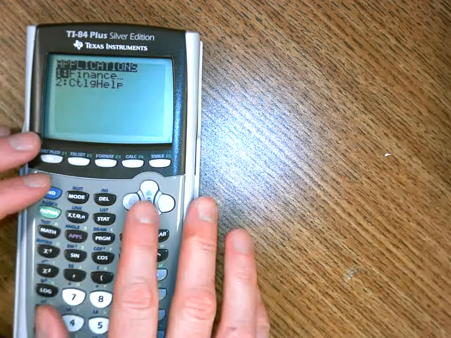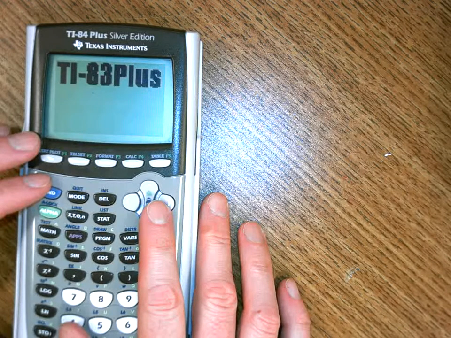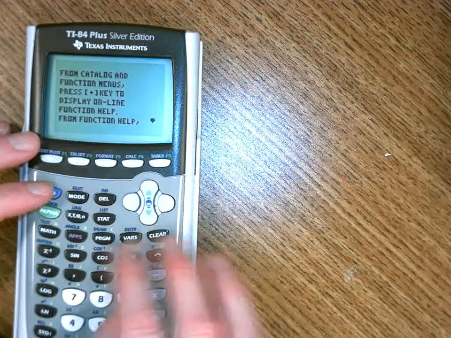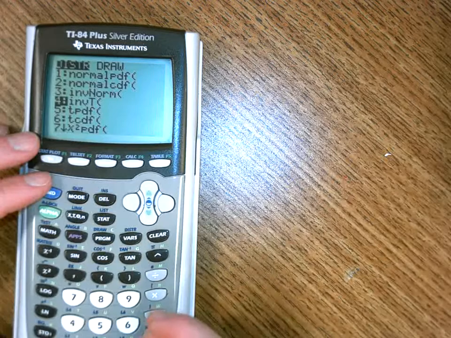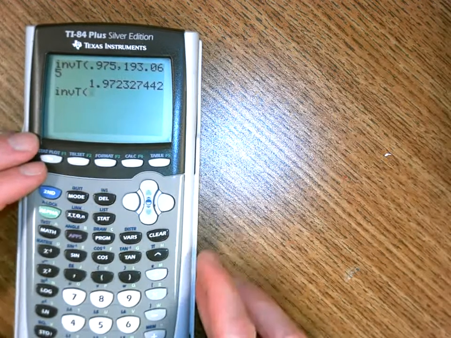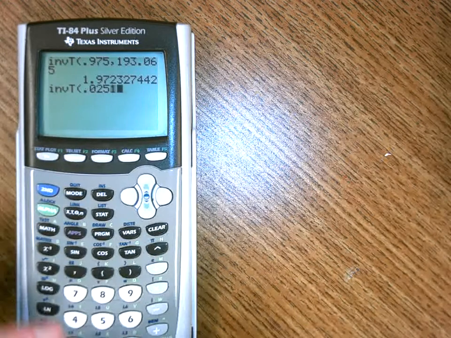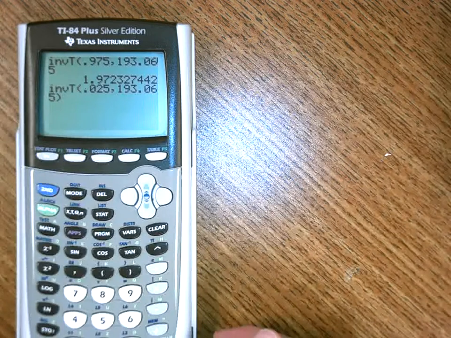I thought my catalog help was on. It is. But apparently catalog help isn't helping with the inverse T, because when I hit plus, nothing happened. So I'm going to put in 0.025, comma 193.065, and it gives me negative 1.972.